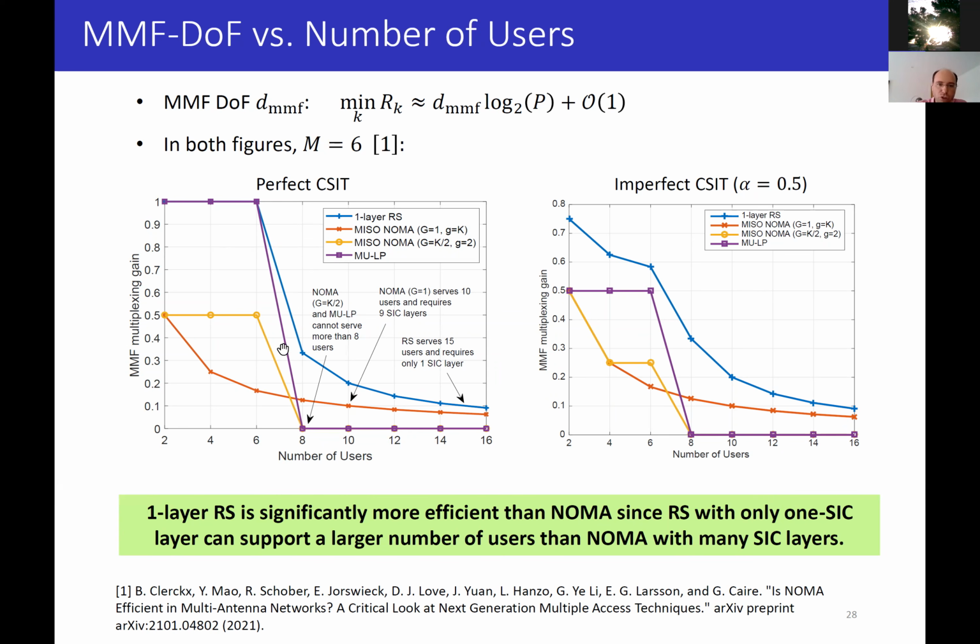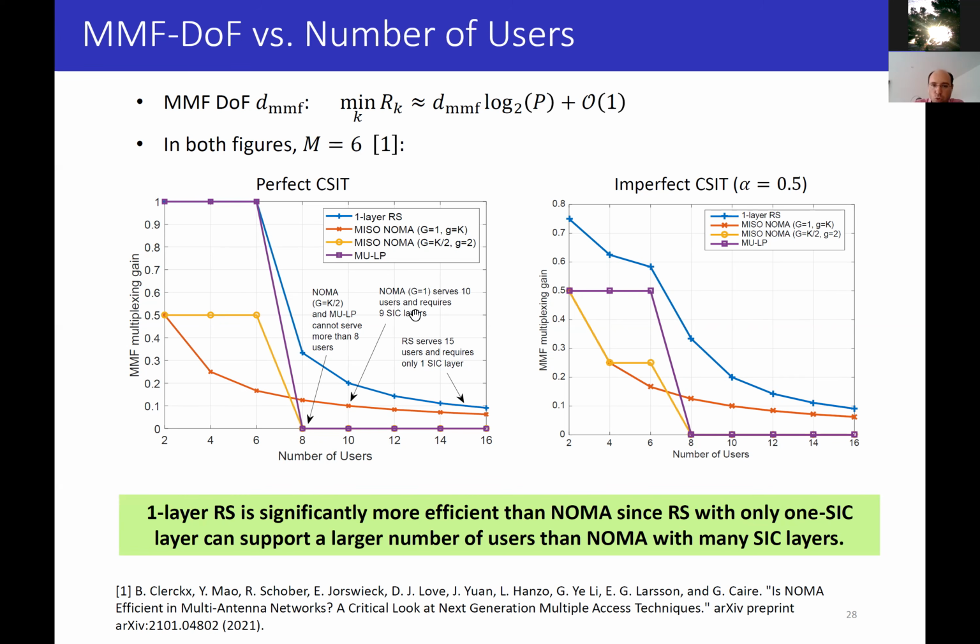And this is true to some extent. For instance, if you have 6 antennas here and you want to serve a large number of users, say 8 users, you will really struggle with MULP, with SDMA, because you would have too many users to serve and too few antennas. So if you use one of the two NOMA techniques here with only one group, for instance, if you want to achieve a slope of 0.1, you could serve 10 users.